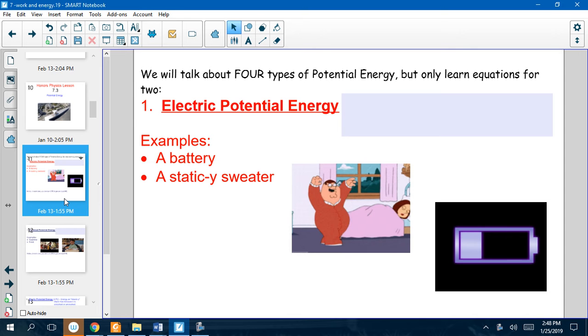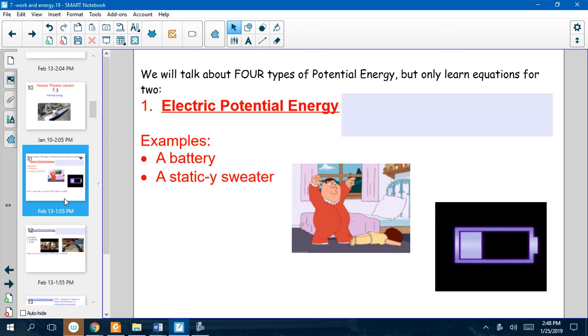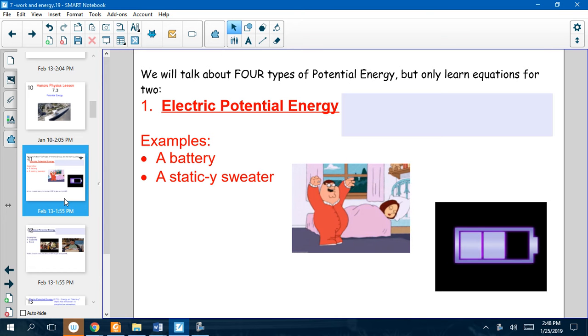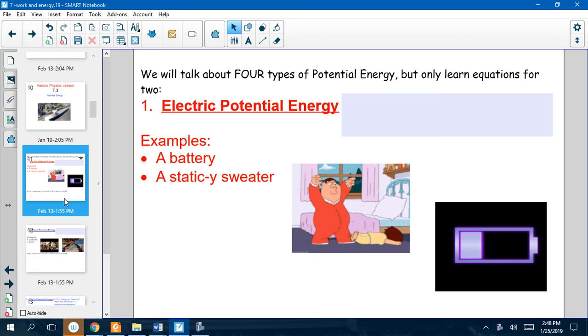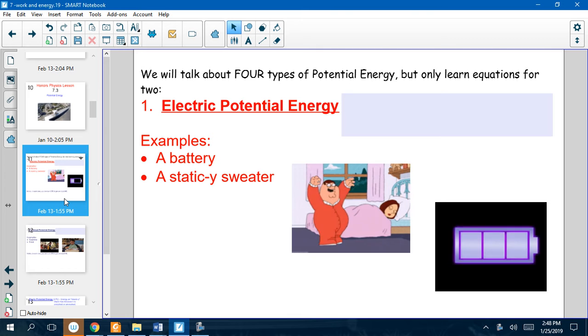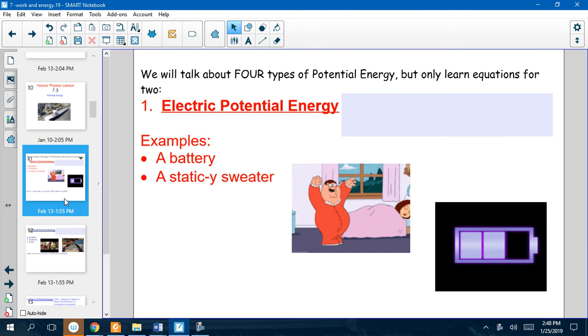Alright, so there's four types of potential energy that we're going to discuss in here. Of those four, two are going to have actual equations that we're going to deal with. So we'll deal with those two last, and we'll go through some sample problems about that, and see how those work. But let's talk about the other two.